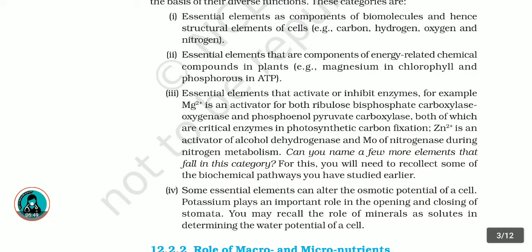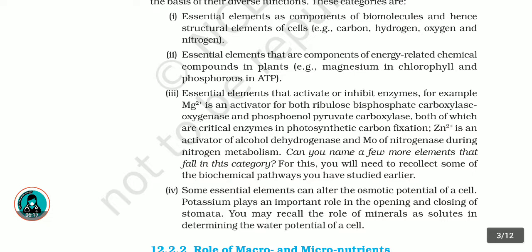For example, magnesium Mg2+ is an activator of both ribulose bisphosphate carboxylase oxygenase and phosphoenol pyruvate carboxylase, both of which are critical enzymes in photosynthetic carbon fixation. Zn2+ is an activator of alcohol dehydrogenase and molybdenum of nitrogenase during nitrogen metabolism. Can you name a few more elements that fall in this category?